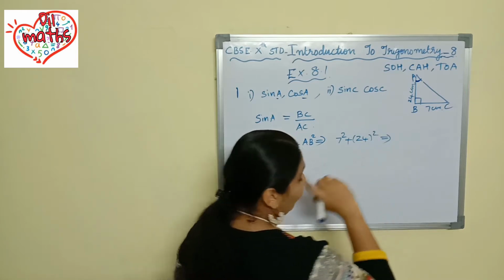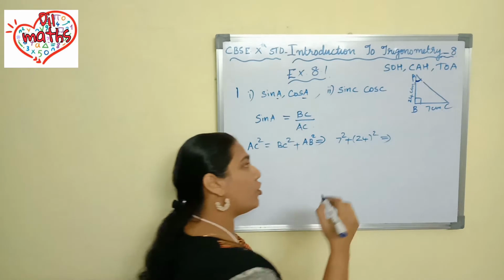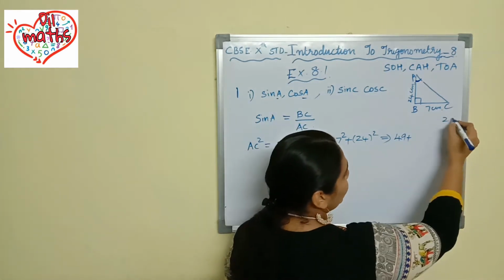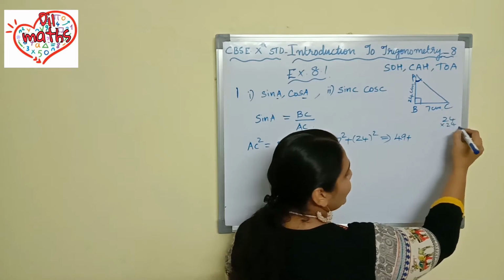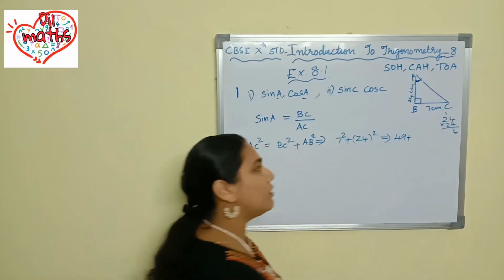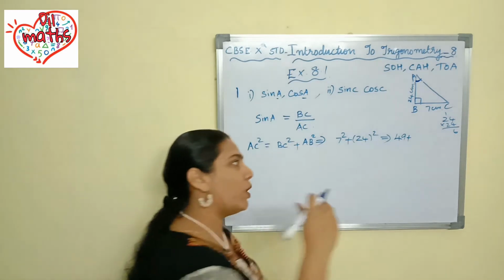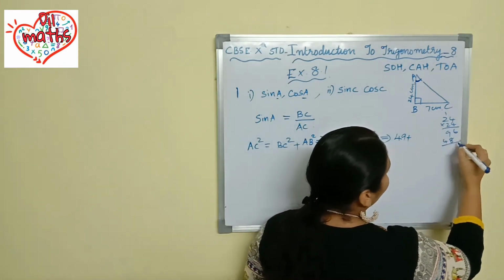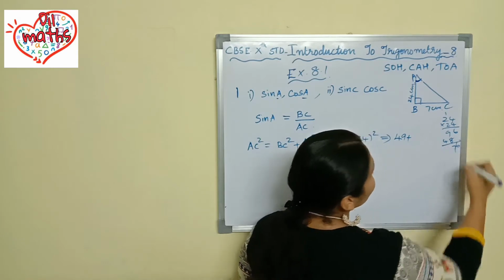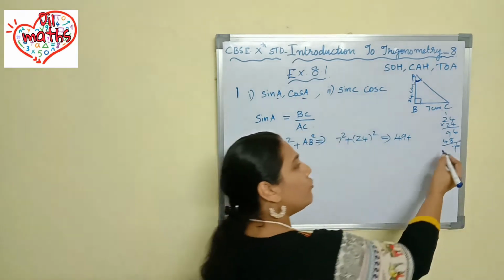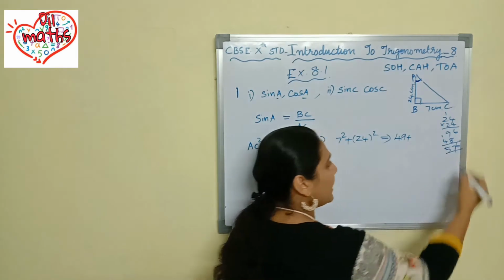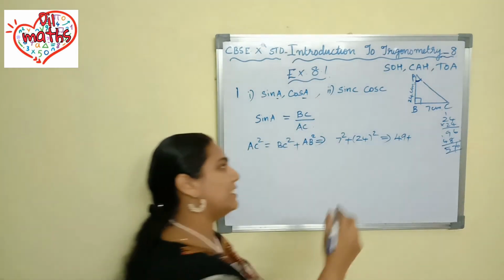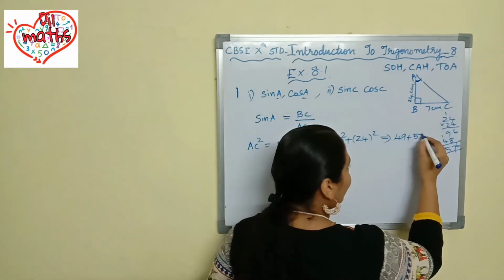7 square is 7 into 7 is equal to 49, plus what about 24 into 24? Let's check. 4 4s are 16, 1 carry forward. 2 4s are 8, 8 plus 1 is 9. 2 4s are 8 and 2 2s are 4. 9 plus 8 is 17, 1 carry forward, 4 plus 1 is 5. 576 you will get as the square of 24. That means 49 plus 576.